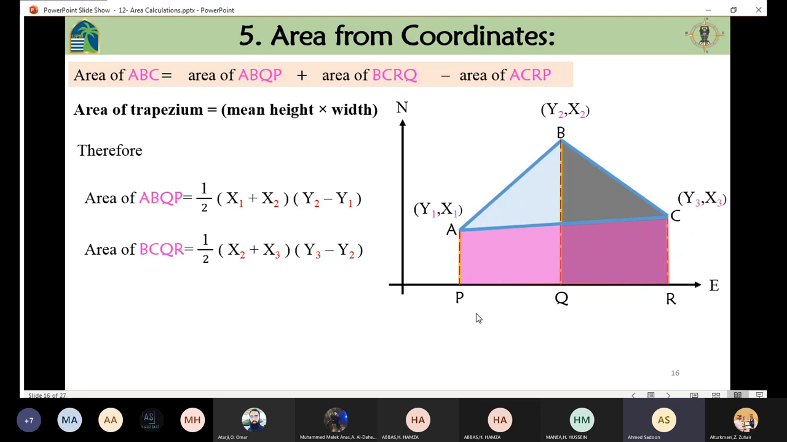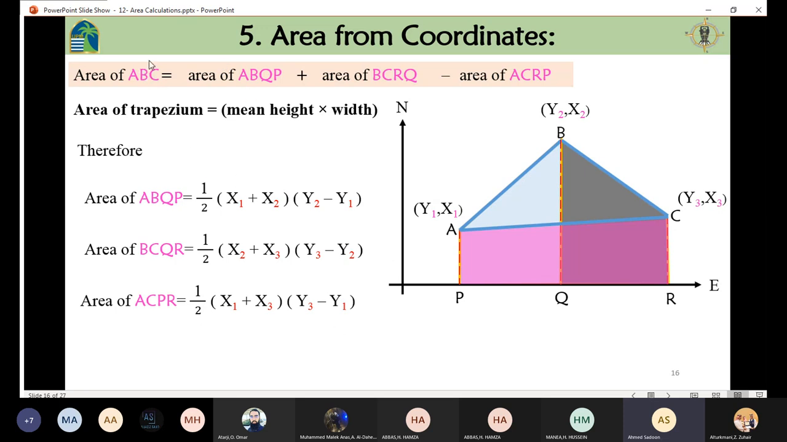This represents the width. Similarly, I can also determine the area of ACRP. Again, the width is going to be the distance from here to here, which is y3 minus y1, and the mean height is going to be this distance x1 plus this distance x3, over 2. So (x1 plus x3) over 2 represents the mean height, and here we have the width. So now I have expressed all of these trapezoid areas using coordinates, right?